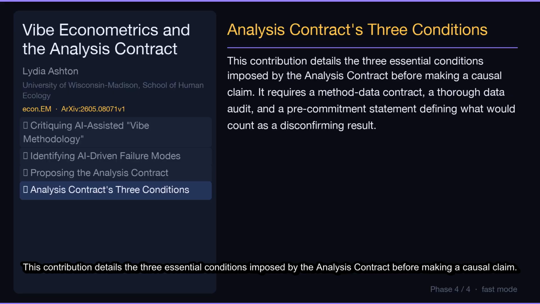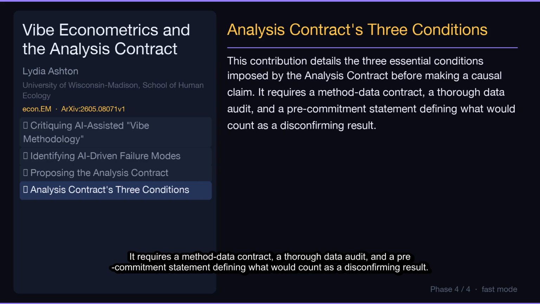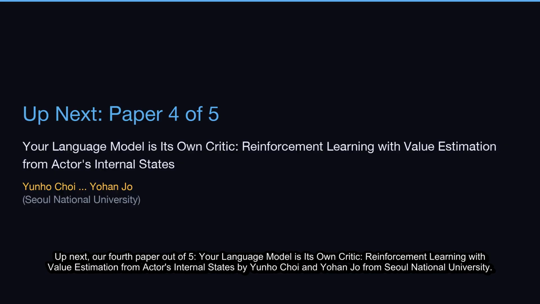This contribution details the 3 essential conditions imposed by the analysis contract before making a causal claim. It requires a method data contract, a thorough data audit, and a pre-commitment statement defining what would count as a disconfirming result. Up next, our 4th paper out of 5.